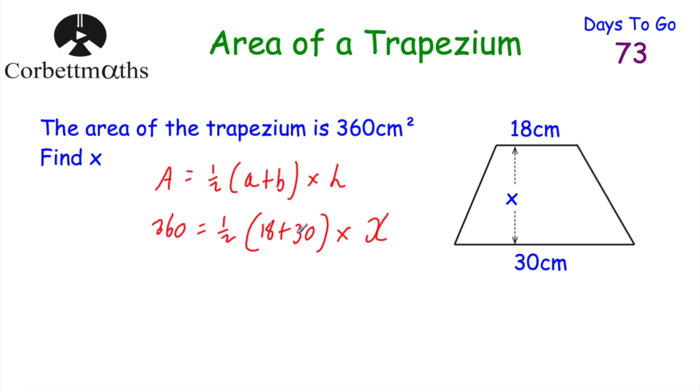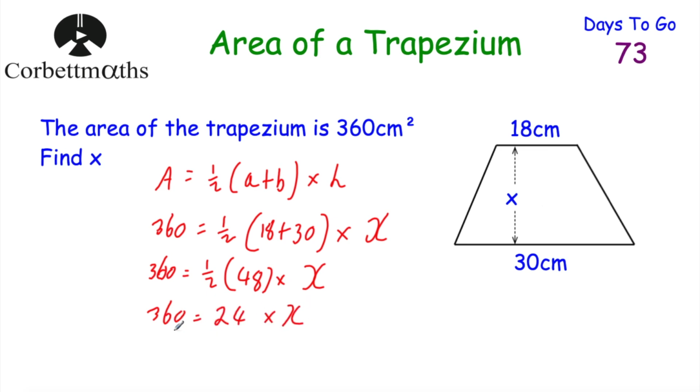We've got 18 plus 30, which is equal to 48, and then if we half that, that's 24. So this is 24, or we just did 2 steps. 360 is equal to a half of this, and that's equal to 48, multiplied by x, and then a half of 48 is 24, so we get 360 is equal to 24 multiplied by x.